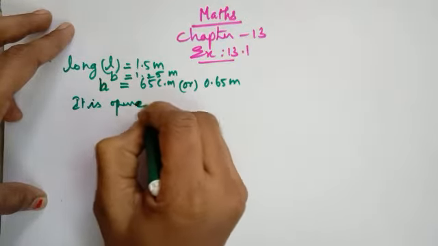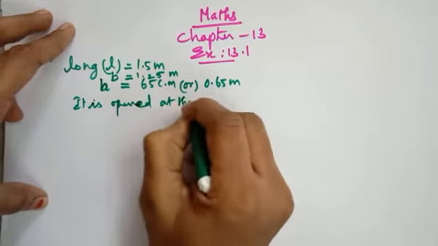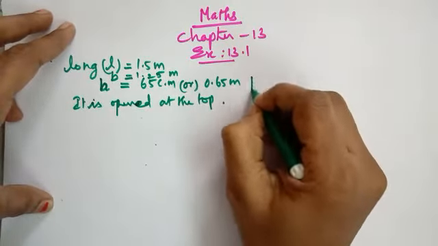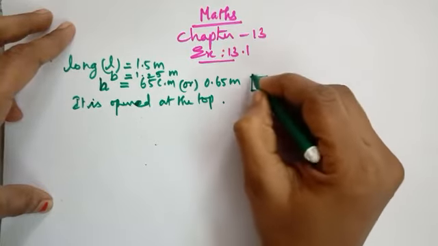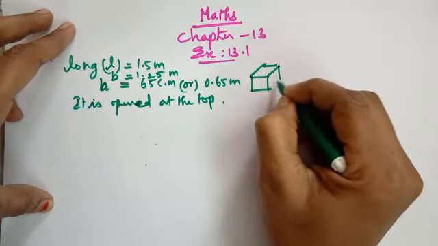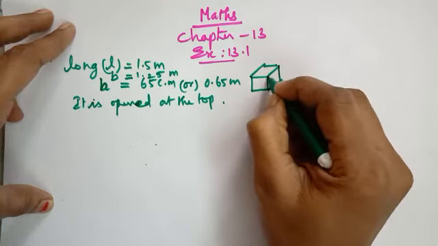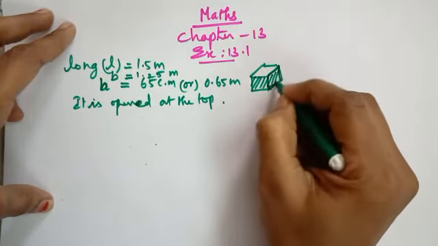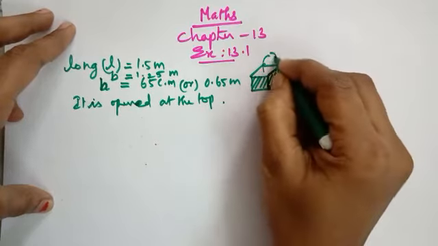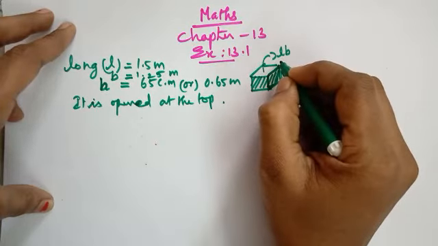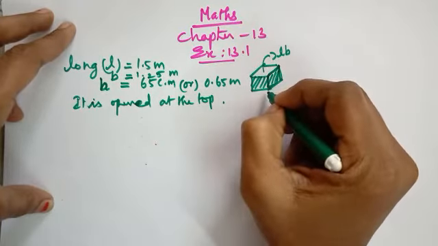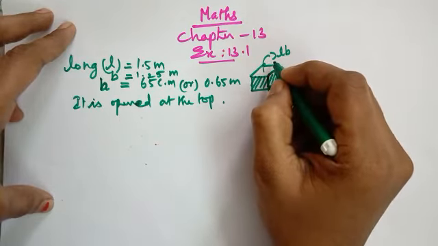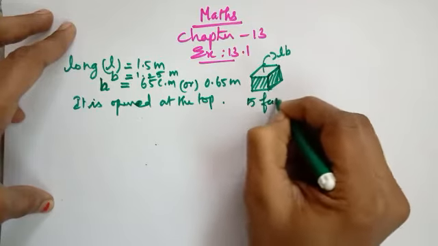Open at the top, that means L into B, top and bottom LB are already equivalent. So except the top, there are 5 faces. How many faces? 5 faces.